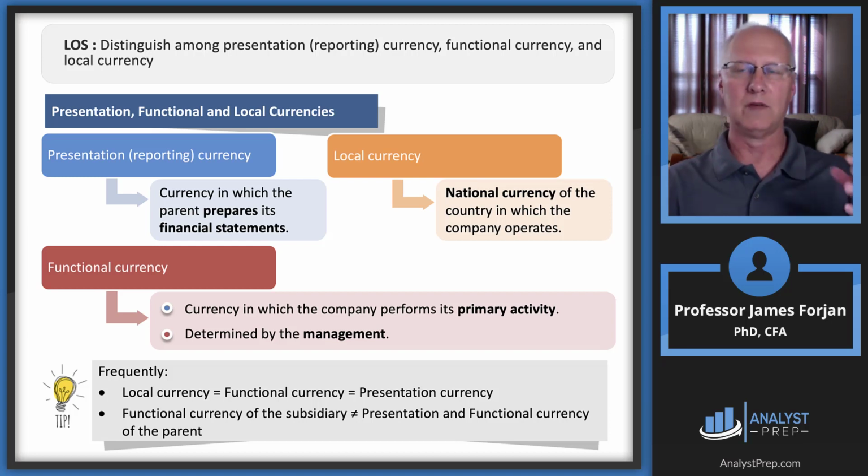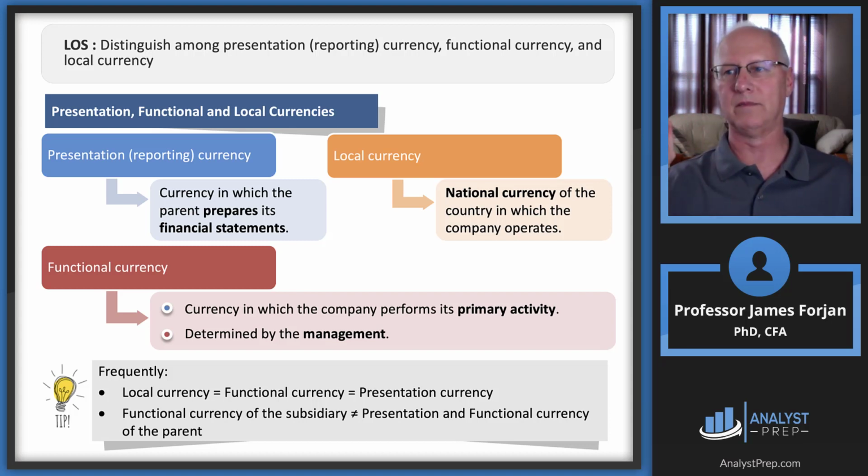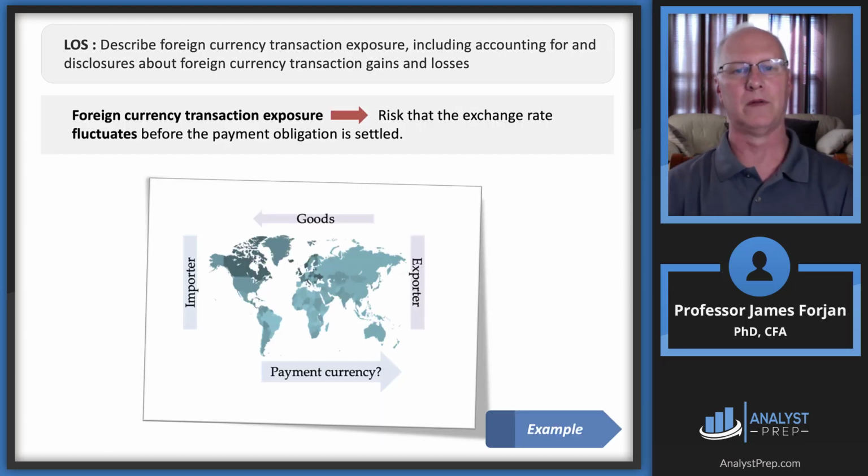So of course, you've got a company like Coca-Cola, headquarters in Atlanta in the United States, and probably has operations in, I don't know, can I say hundreds of countries out there? So you think about all of the different currencies and risk to which Coca-Cola is exposed. So look at the bottom grayed box down there. Local currency equals the functional currency equals the presentation currency. However, the functional currency of the subsidiary is probably not the presentation and the functional currency of the parent.